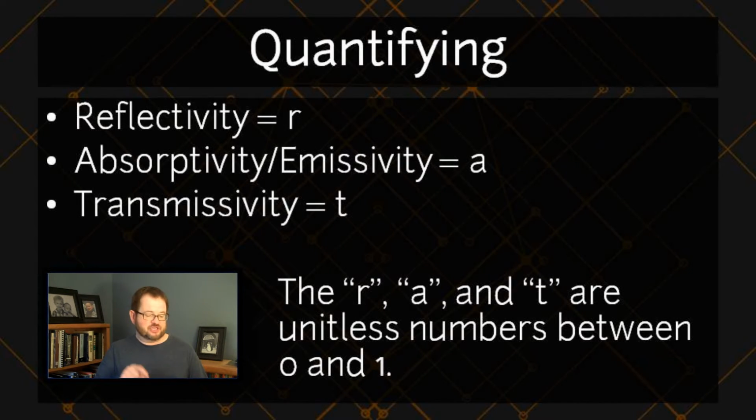They have a lot of interesting properties. For example, A plus R plus T has to equal 1 for all objects. If the object is opaque, that is, radiation doesn't transmit through it, then A plus R has to equal 1. There's a lot of interesting properties that we're not going through at this point. But there's a subtle problem here.